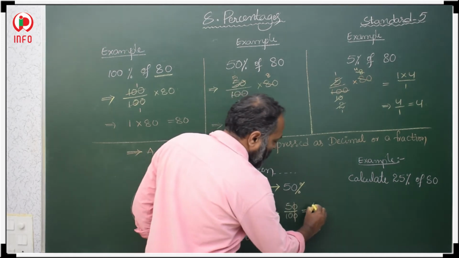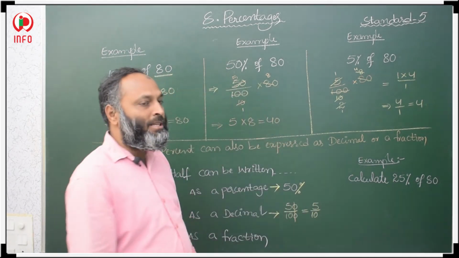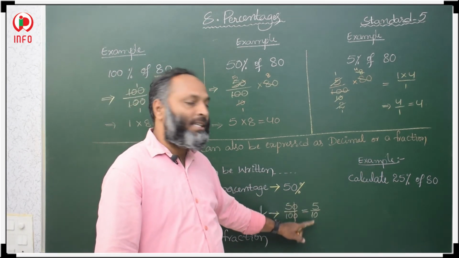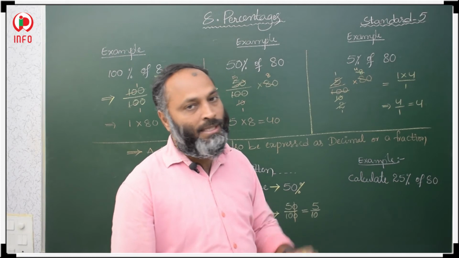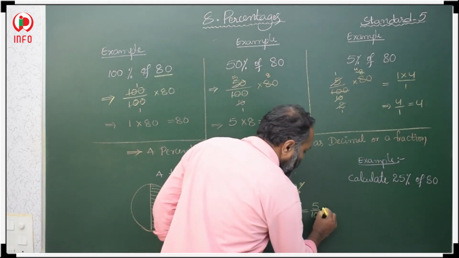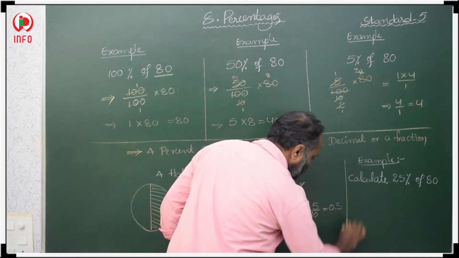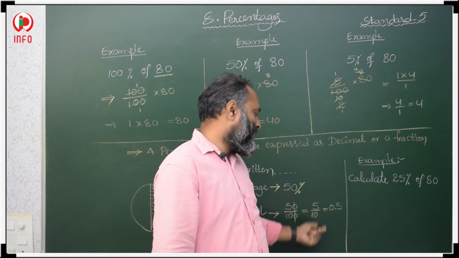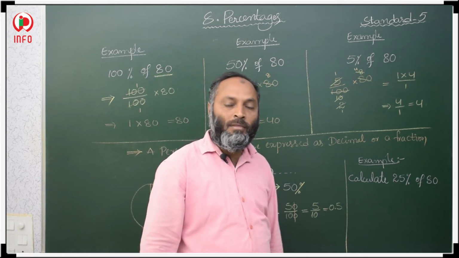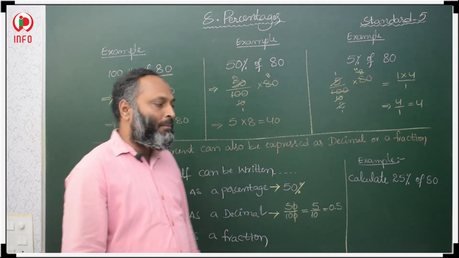Then 5 by 10. 5 by 10 means 5 tenths. This is tenths, as we discussed in fractions. By 10 means tenths. How to write this tenths? 0.5. 5 we have to take in the tenths place. It is 0.5. 5 by 10 means 0.5, as we wrote in expanded form, in fractions and decimals in the previous chapters.